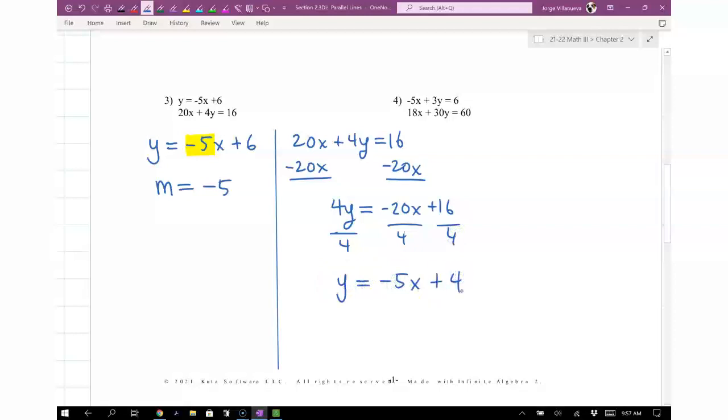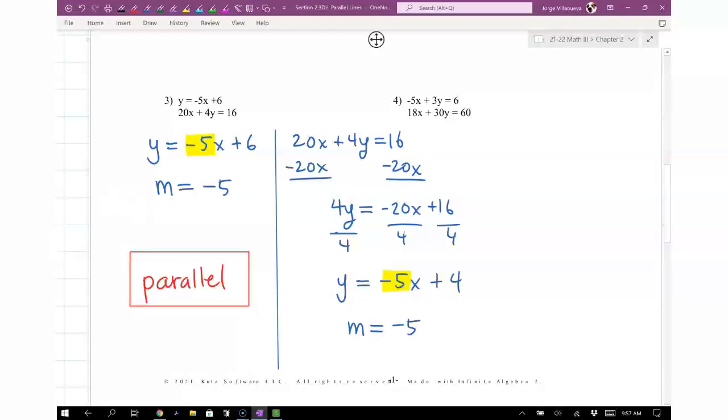What's my slope for this problem? All right, negative 5, right? It's the same one. Look. So are these parallel? Do they have the same slope? Yes. Yeah, so these are parallel. Okay. So that question, I would say that they are parallel.